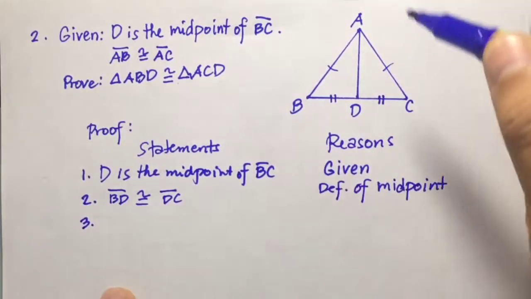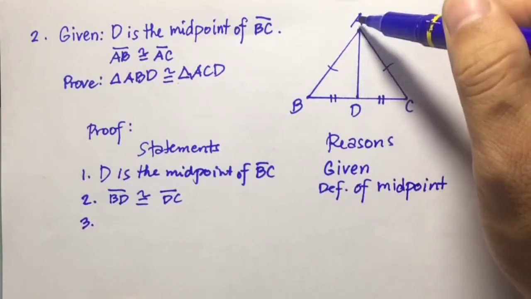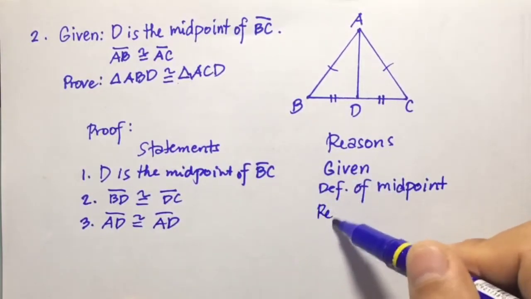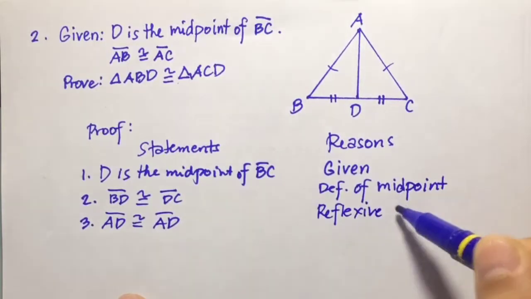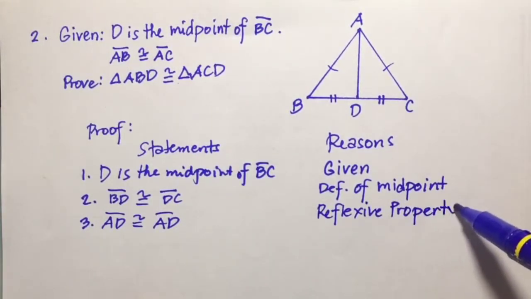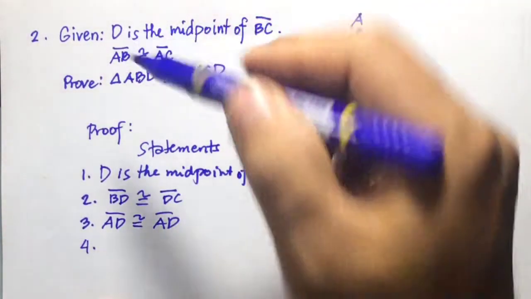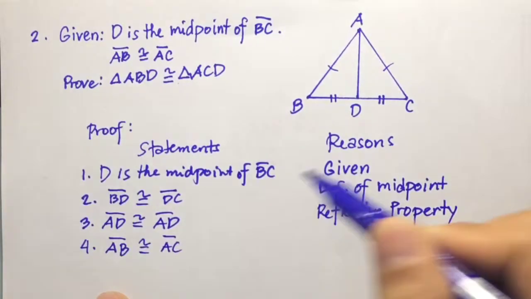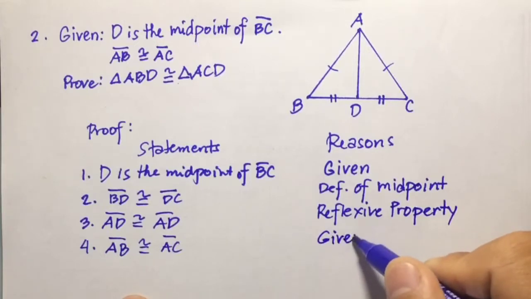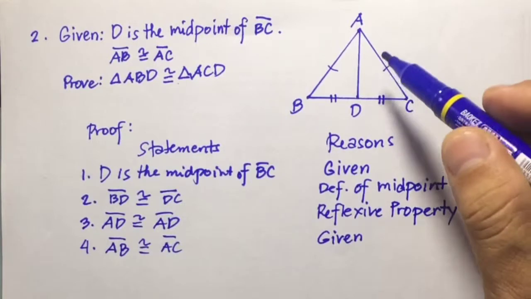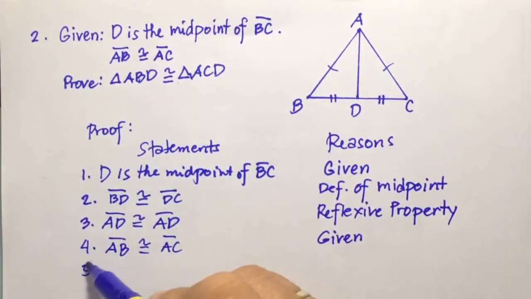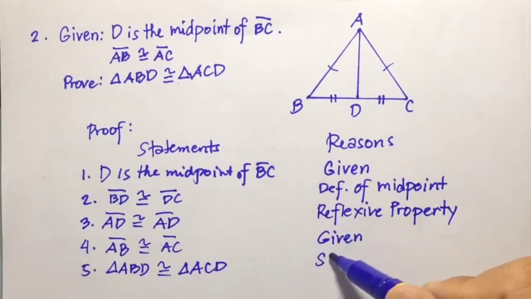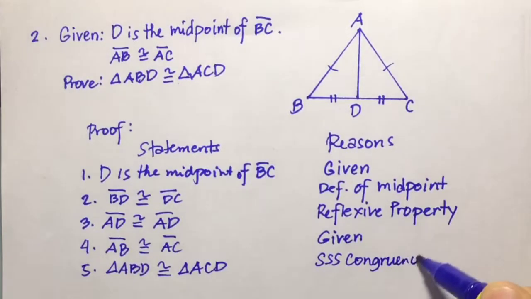And number 3, if we're going to look at the figure, we can have line segment AD congruent to line segment AD using the reflexive property. So a line segment is just congruent to itself. Then for our last statement, we can have the second given, line segment AB is congruent to line segment AC. So this is given. So again, we have three pairs of corresponding sides which are congruent. So we can say that triangle ABD is congruent to triangle ACD using the SSS Congruence Postulate.